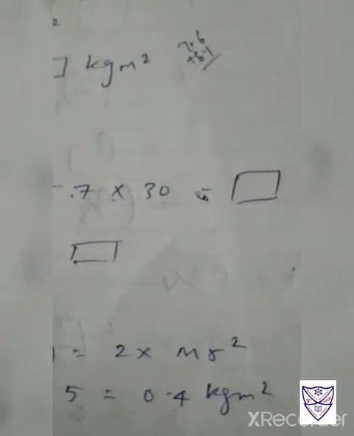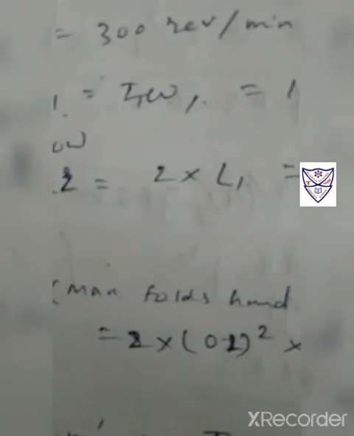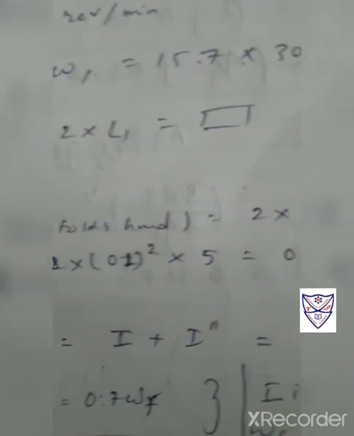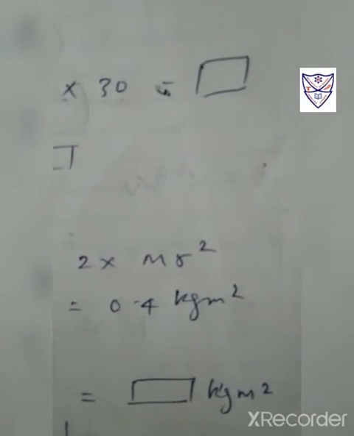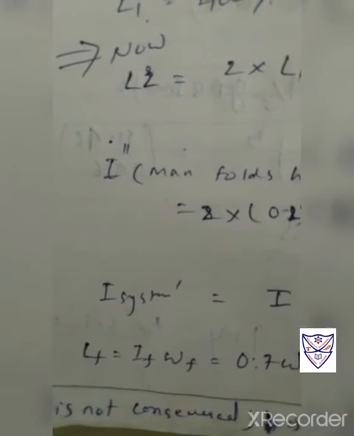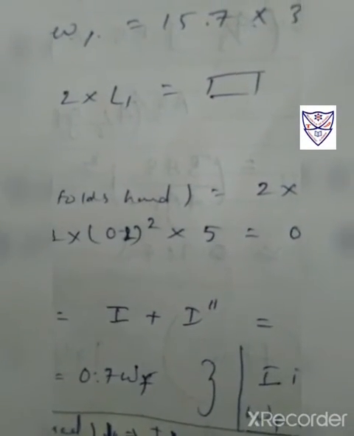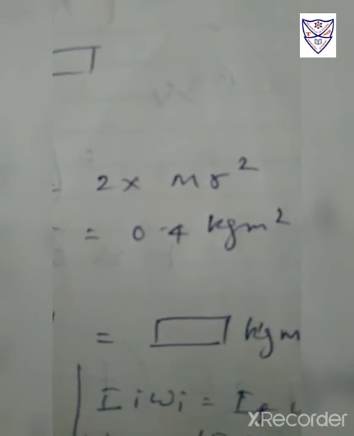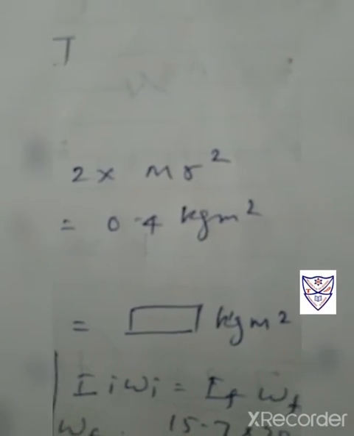Now after that, the man folds his hands a second time. What happens is it will be 2 into 5, so you can write 2 into 0.2 square multiplied by 5 is equal to 0.4 kg m square. After that the second I system is produced. So you can write I plus I double dash. I double dash is the value which you have found out here. Just add these two terms, and you will get the value in kg m square.